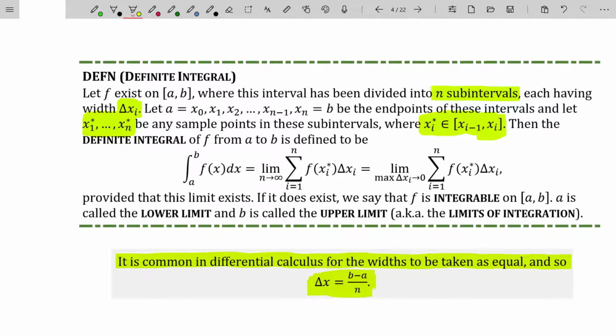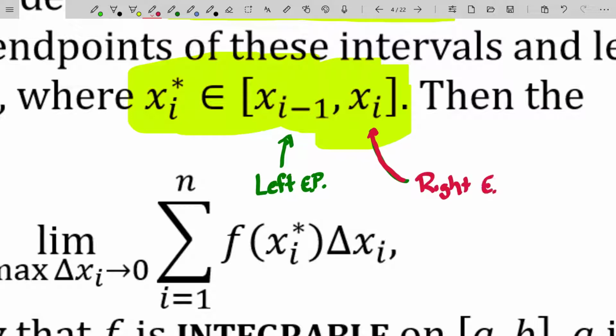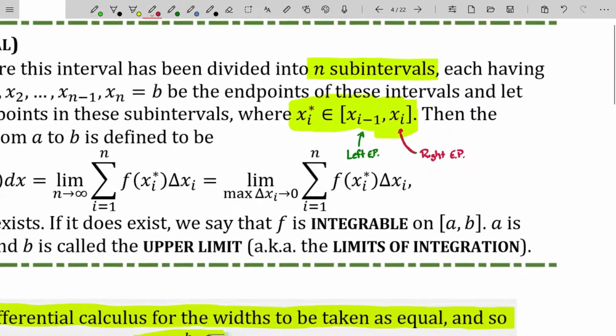Generally speaking, if you're going to use a left endpoint, then let me mark it right here. You would use this for left endpoints. I'll just put EP for endpoint. And you would use x sub i-1, and let me use red because for some reason I like red for right and green for left. x sub i would be used if you're using right endpoints. And then their average is what you'd use for the midpoint.